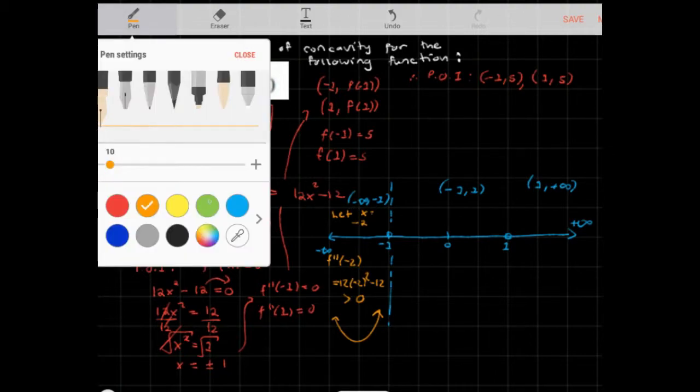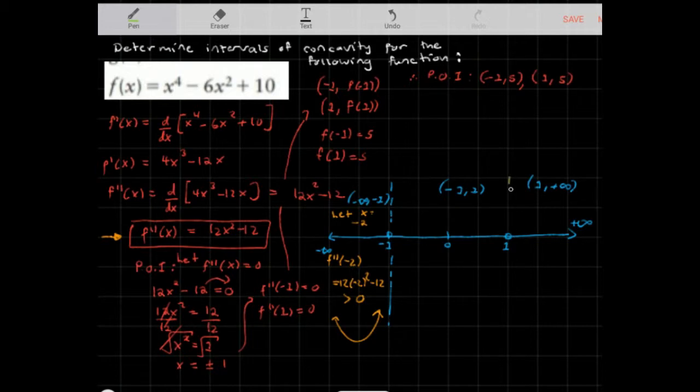Let's take a look at the next interval, between negative 1 and 1. I'm going to test out f double prime of 0. If you plug this in, you get 12 times 0 squared minus 12. So you can see that f double prime of 0 is less than 0, so this tells us that this portion here is concave down.